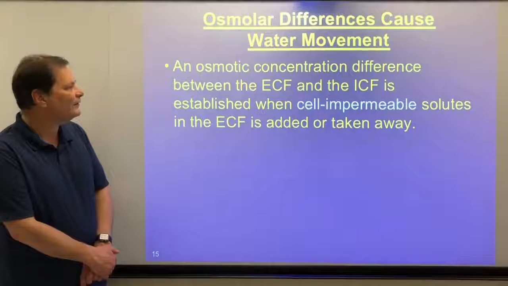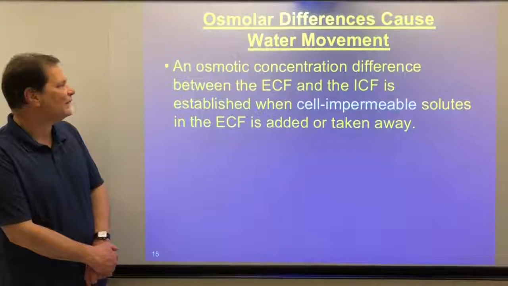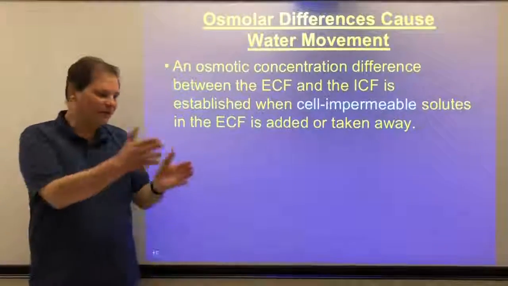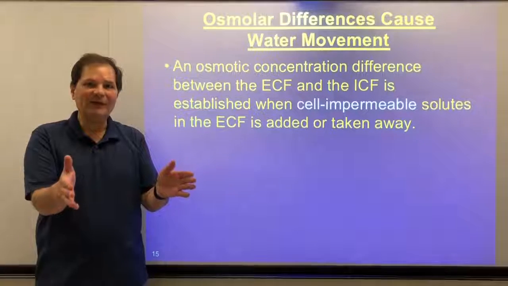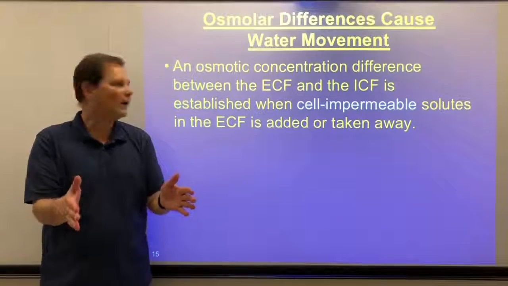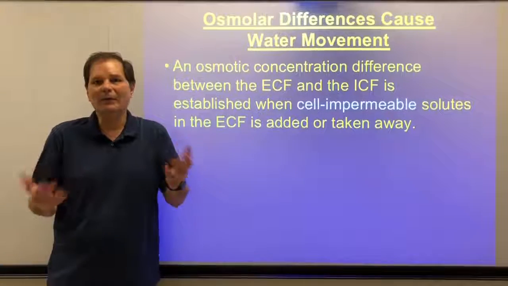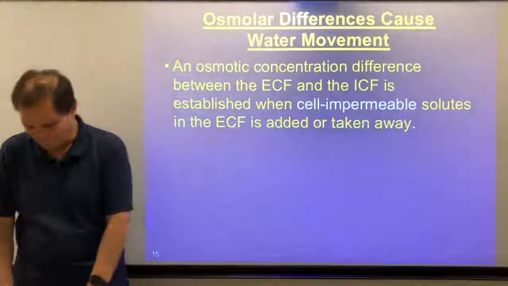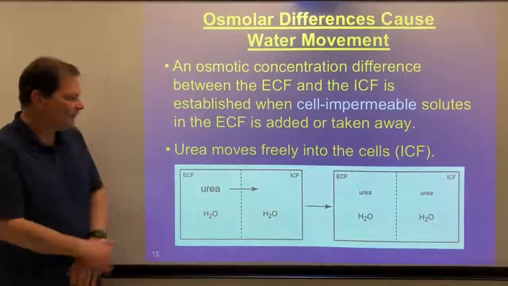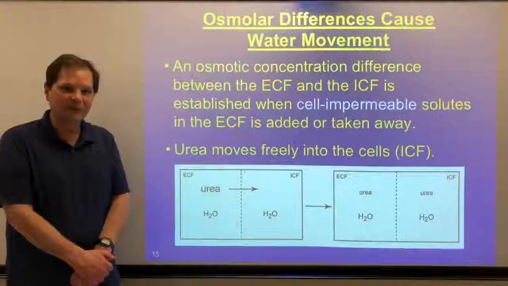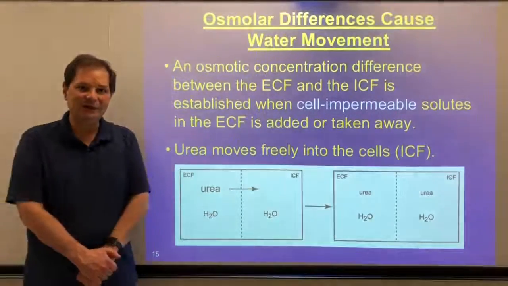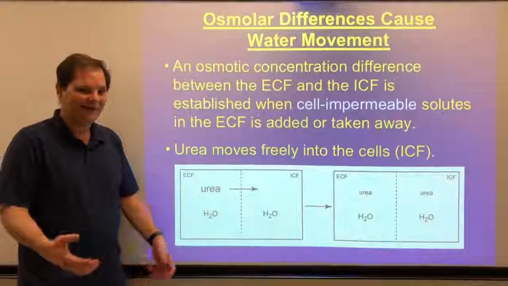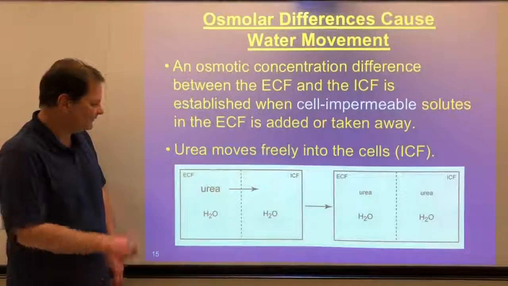So, the osmotic concentration difference is established by the cell impermeable solutes. In other words, if the solutes can't cross the membrane to even out the osmotic difference, then water will. And that's all that this says. If it's a cell permeable solute, then the solute will just move and water won't have to move. Urea is a very common cell permeable solute, very important to kidney function. Again, we'll talk about that someday when we decide that you have to know that. Up until then, just be glad you don't have to.